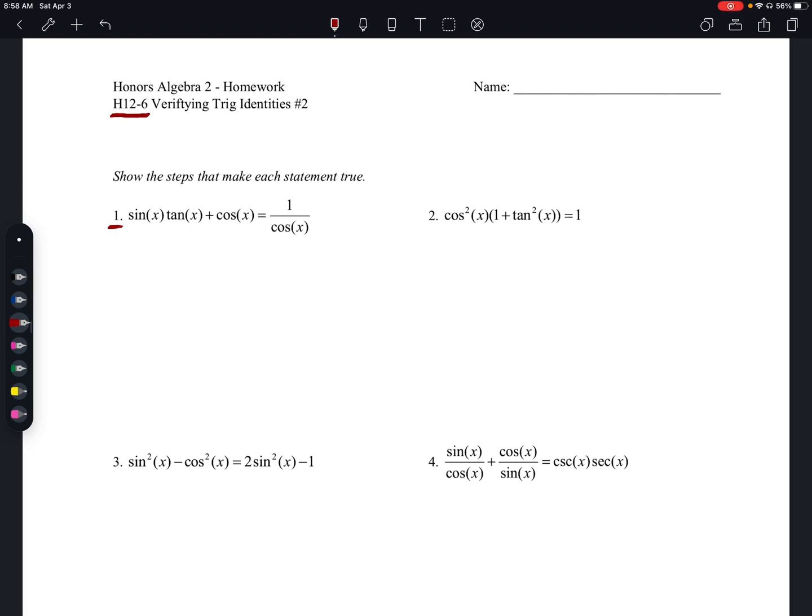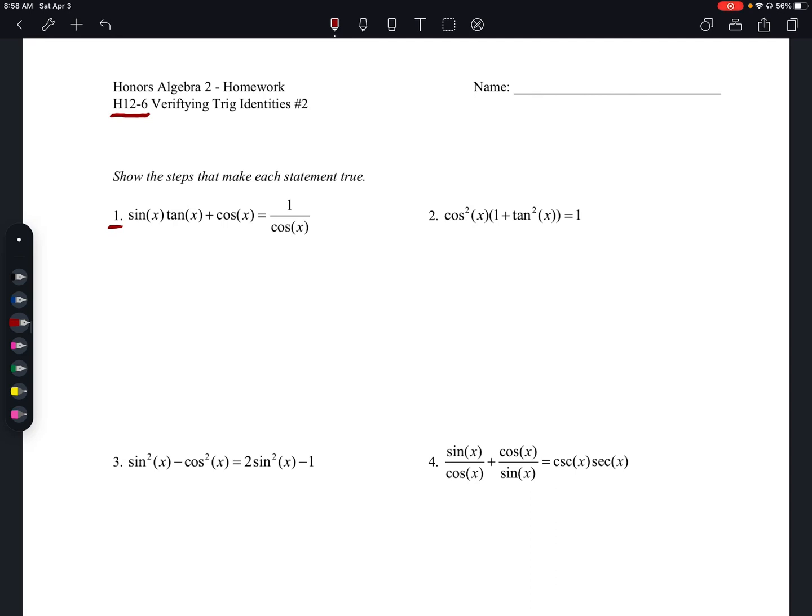And here we go. We have sine of x times tangent of x plus cosine of x equals 1 over cosine of x. Since the left side looks a little bit more complicated, that's the side I'm going to start with because I should be able to simplify it a little bit more. So I'm trying to get to something where we have 1 over the cosine of x.